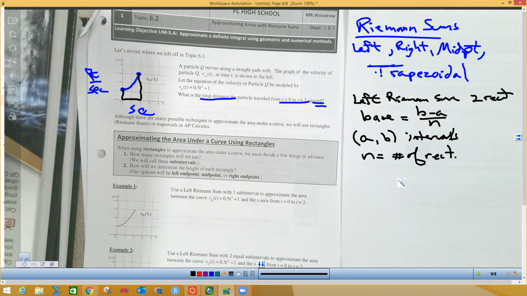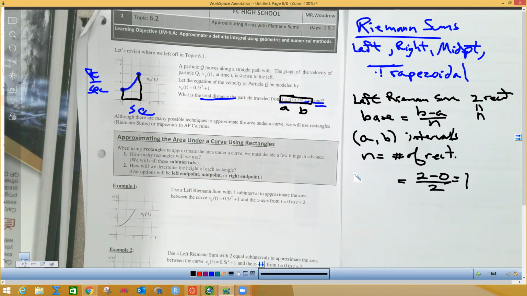So my bases are going to equal, in this case, 2 minus 0 all over 2. So this is my N right here, and they'll tell you how many rectangles they want. And then my A and my B come from right here, 0 and 2. So that means each base of my rectangle is going to be 1. Am I going too fast?